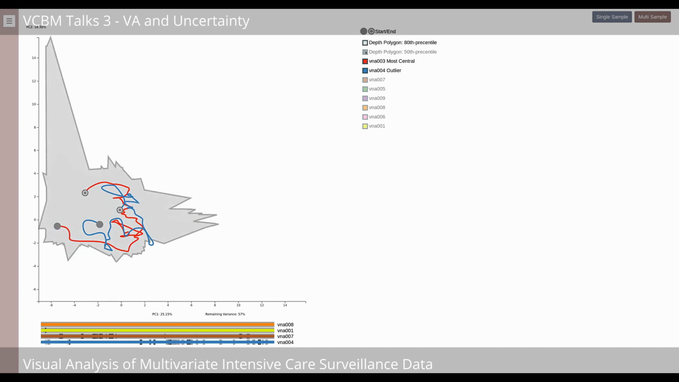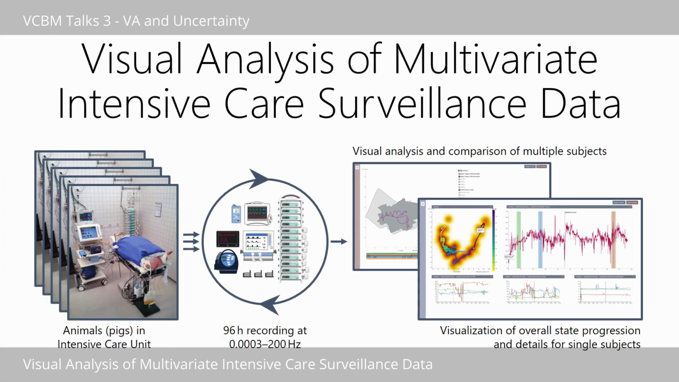We showcase the feasibility of our approach on data collected from a set of pigs who were monitored in an intensive care unit during a controlled experiment. The aim was to gain insights about patient state changes with respect to a varying fluid balance.